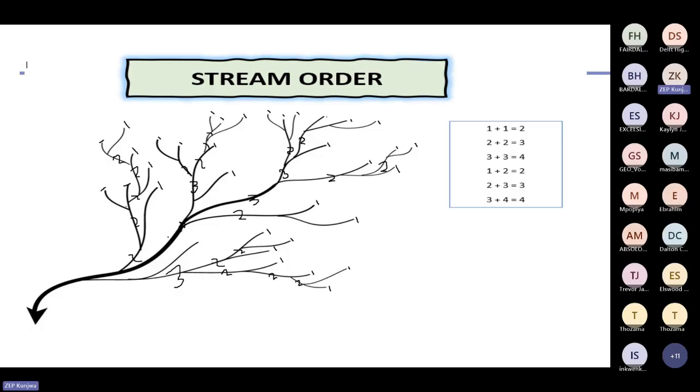And then here you get your 4 continuous. And then here and 4 and 2, 4 continuous. And then here you've got your 4 at the end. So the stream order is 4. All right. Thank you, guys.